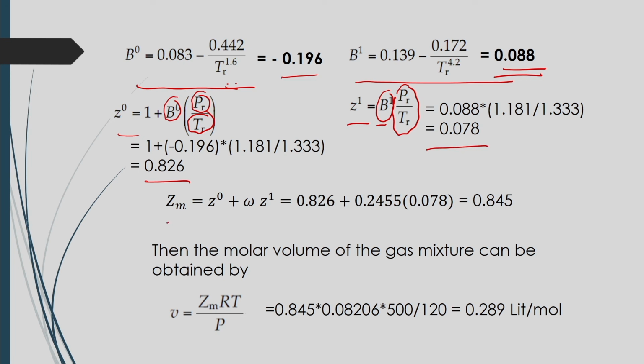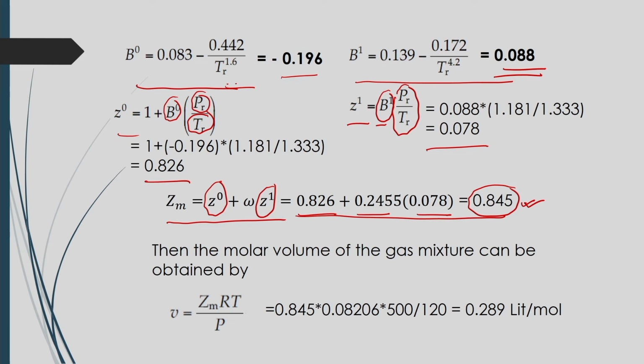Now, since the mixture compressibility factor is a function of Z0 and Z1, you can get the mixture compressibility factor after substituting the values of Z0 and Z1 that you have calculated, along with the eccentric factor of the mixture, which you have also calculated. After simplification, you get the value 0.845. So, this is your compressibility factor of the mixture.